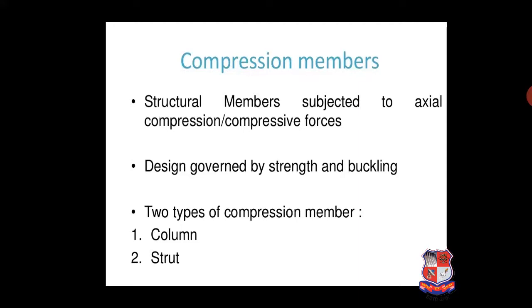What is a column? When a compression member is oriented vertically, it is known as a column. A compression member which may be oriented in any direction and has significant bending is called a strut. So a column we can use vertically to resist compression, and a strut will be provided vertical and inclined also. A strut will be used in steel truss structures in industrial buildings. So a column will be designed as a vertical member, and a strut will be designed as an inclined member.